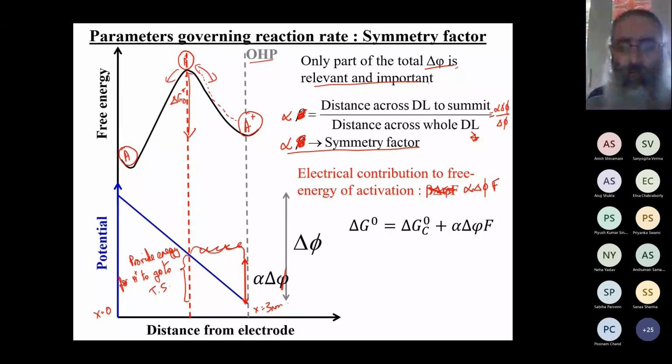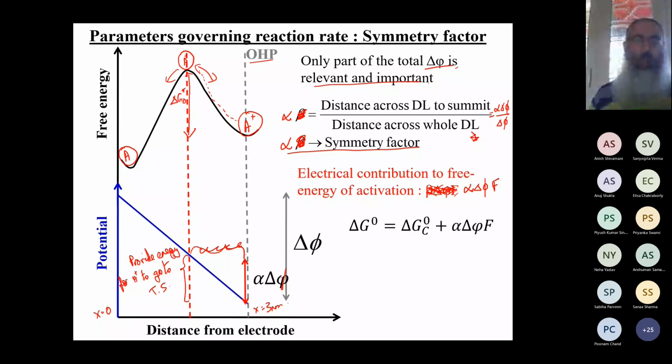Some books prefer alpha, some books prefer beta, so please be careful when you read, depending on which textbook we follow. I think I am more or less consistent with alpha. If at all I find beta somewhere, I will change it. Okay, so let's take alpha as the symmetry factor. Is this concept clear to you?